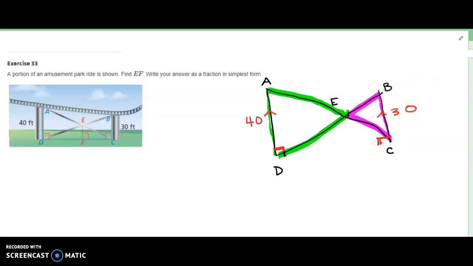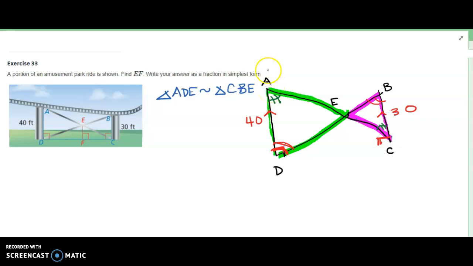All right, so because AD and BC are parallel, I know that angle A here and angle C here are alternate interior angles and therefore they're congruent. Okay, I also know that angle D and angle B are alternate interior angles, and so they are also congruent. Therefore, I can say that triangle ADE is similar to triangle CBE by the angle-angle similarity theorem.